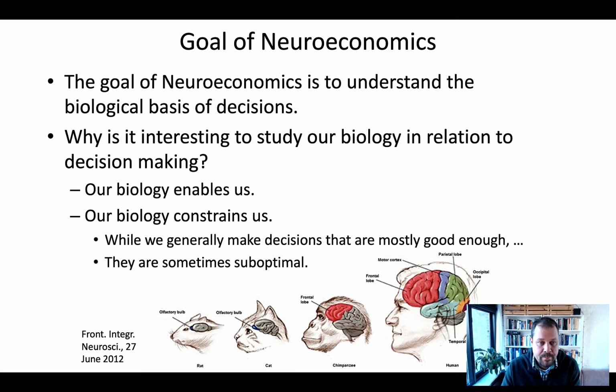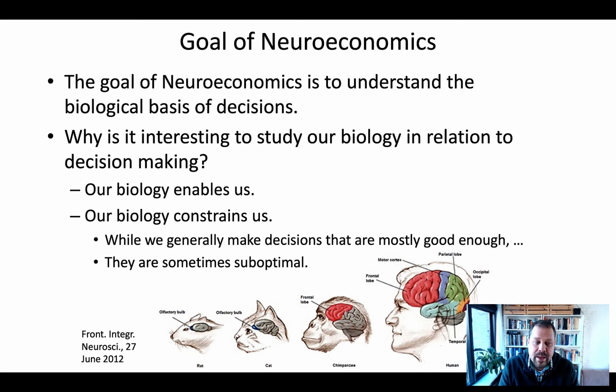Welcome back. Now that we know what the methods are that are involved in neuroeconomics, from behavioral economics, psychology, and neuroscience, we'll talk about what the goals are of neuroeconomics. And fundamentally, the goal of neuroeconomics is to understand the biological basis of decision making. And decisions are relatively broadly defined here. They include economic decisions, but they also include social decisions.